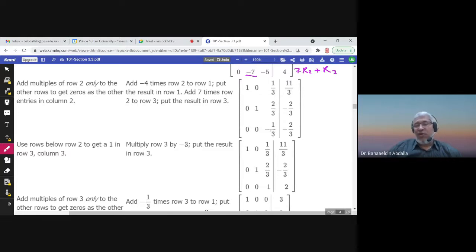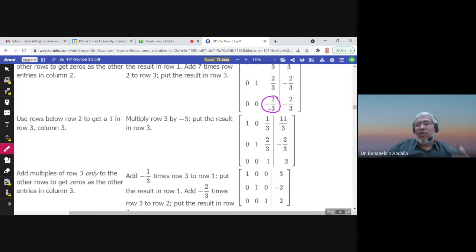Step 5, I go to column 3. This number, I have to make it 1. Now there is no row below this row. So here you cannot interchange in this step because there are no rows below. You always interchange with a row below this row. So I need to make it 1. So I will multiply row 3 by negative 3. You get 1 here. And this number would be 2.